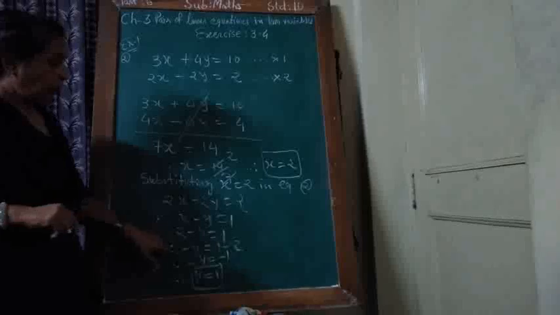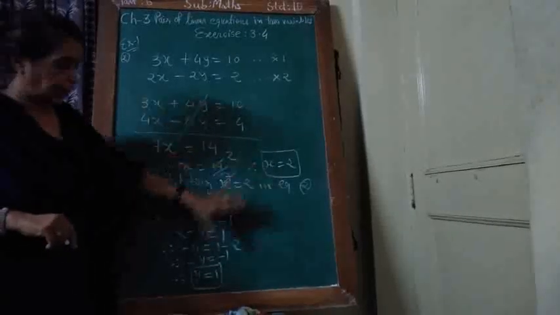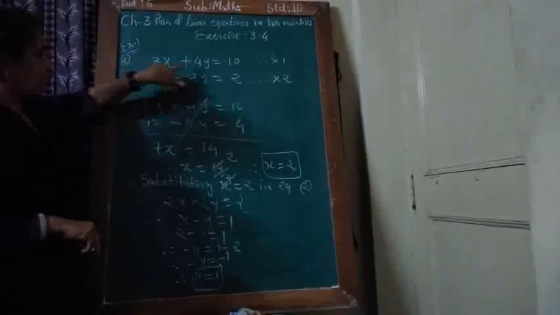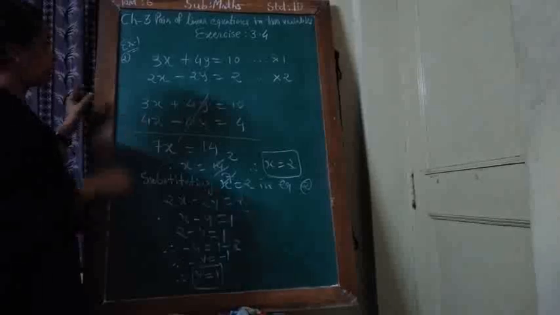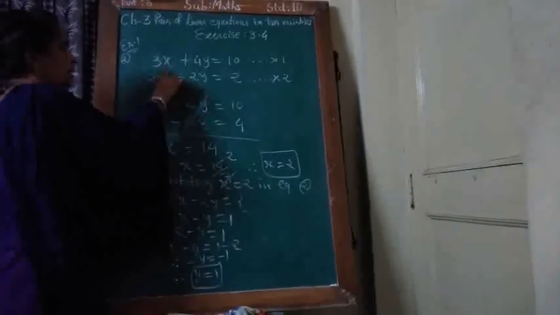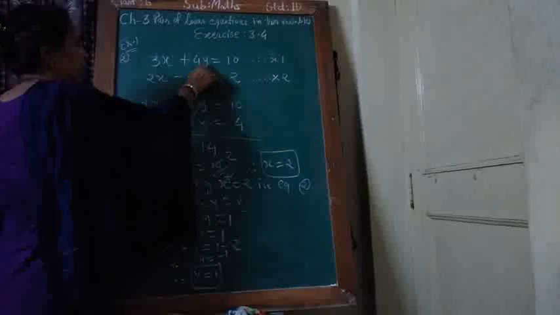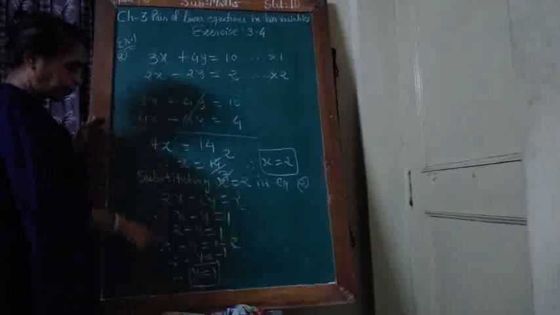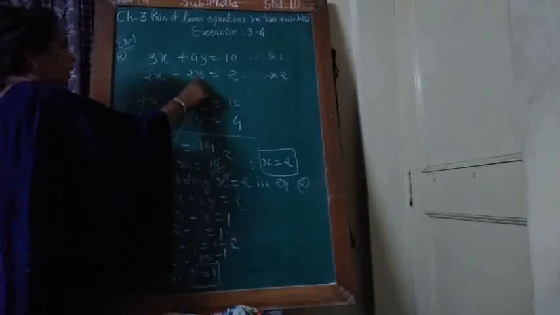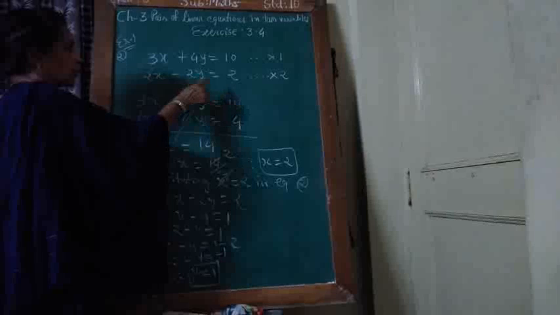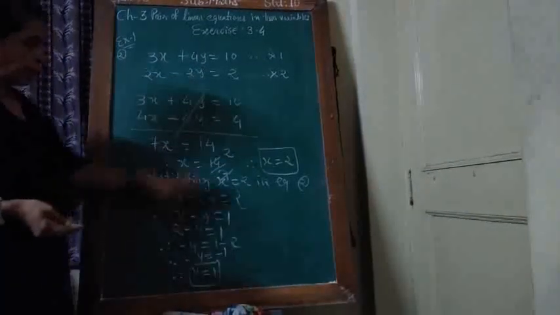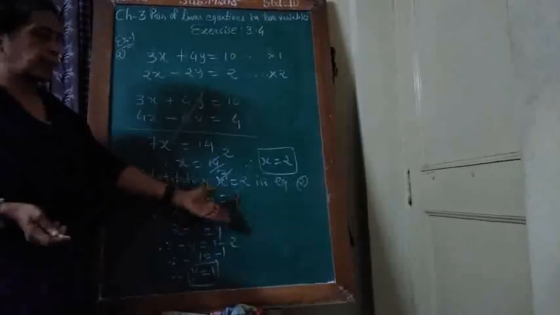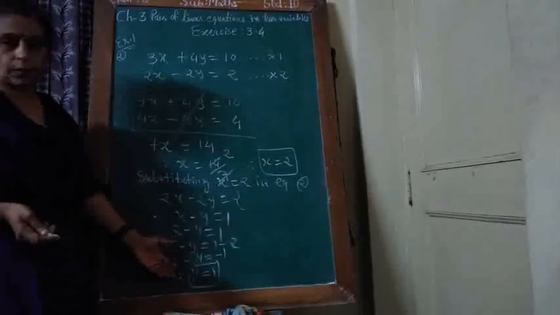Okay, so if you want to check whether your answer is correct or not, you put x equal to 2 and y equal to 1 and verify that you get 10. So here 3 times 2 is 6, 6 plus 4 times 1 is 4, so 6 plus 4 is 10. So your answer is right. Again you put here 2 times 2 is 4, 4 minus 2 times 1 is 2, 4 minus 2 is 2. So these values satisfy both equations, so your answer is right, and at last you have to write the answer: x equal to 2, y equal to 1.